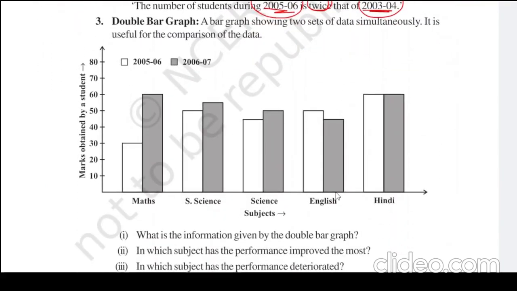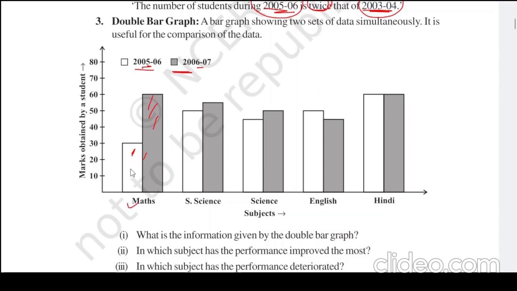So, bar charts showing two sets of data simultaneously. Here we were showing a single set of data. We can also show two sets of data simultaneously. For example, the one with no fill in it is showing the data of 2005-6, and the one with filled color in it is showing the data of 2006-7.